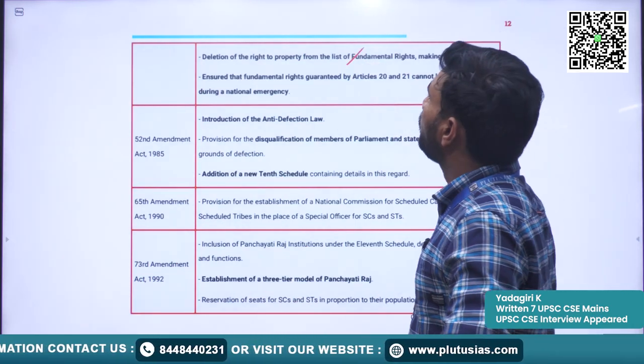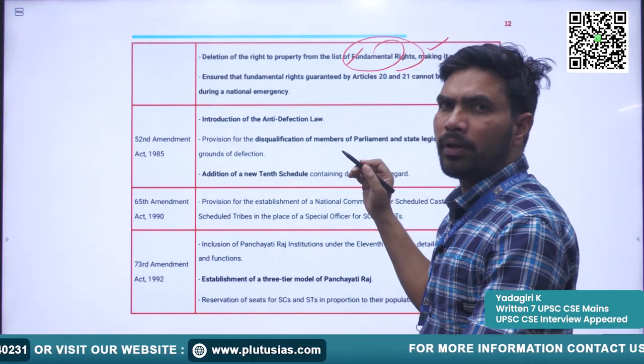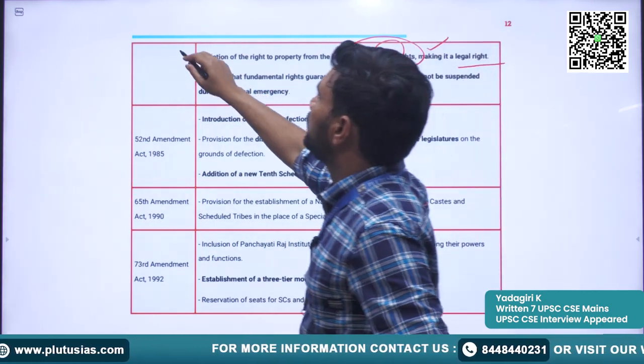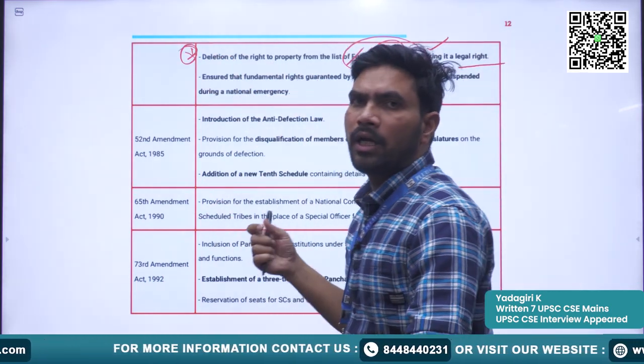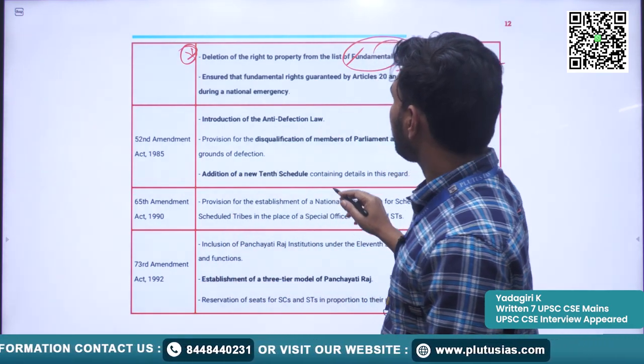Right, deletion of the right to property from the list of fundamental rights, and the right to property has been made a legal right. So try to remember this important change also here. The right to property as a fundamental right has been taken away through this amendment.